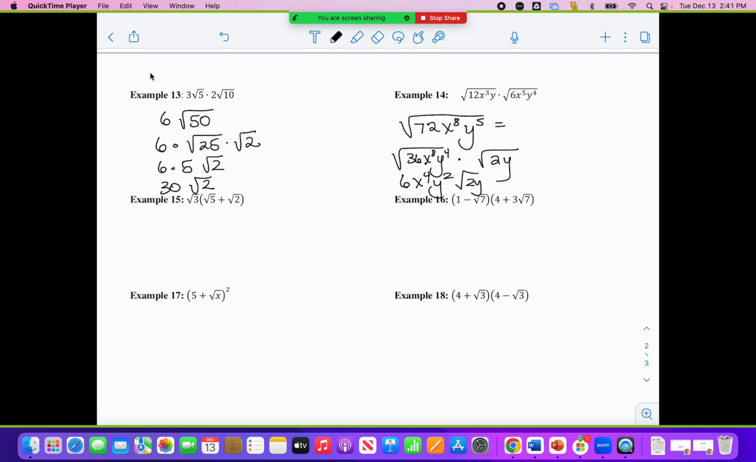In example 15, I'm going to use the distributive property. I'm going to make that the square root of 3 times the square root of 5 plus the square root of 3 times the square root of 2. These are not like radicals, and there's no simplifying to make them like radicals. So I mentioned that previously. If they don't add, they don't add, and that's as far as you go.